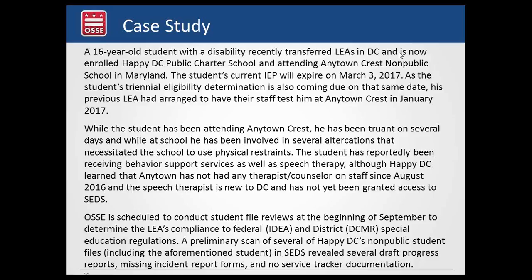And the speech therapist is new to DC and has not been granted access to SEDS. OSSE is scheduled to conduct student file reviews at the beginning of September to determine the LEA's compliance with federal and district special education regulations. A preliminary scan of several of the student files in SEDS revealed several draft progress reports, missing incident report forms, and no service tracker documentation.